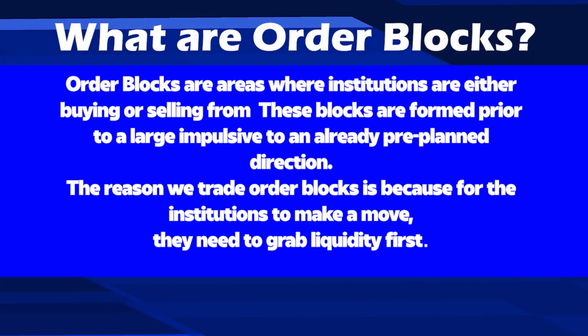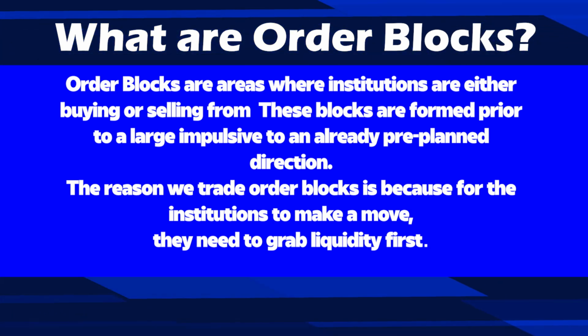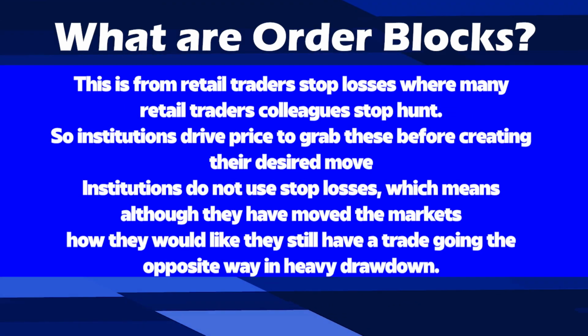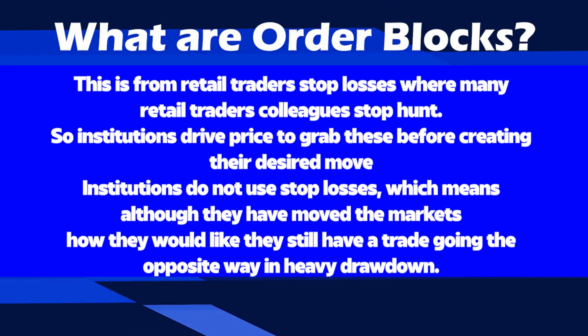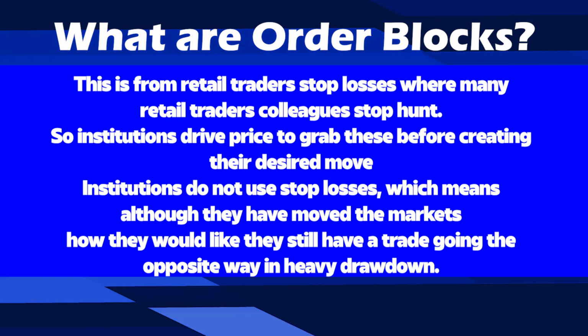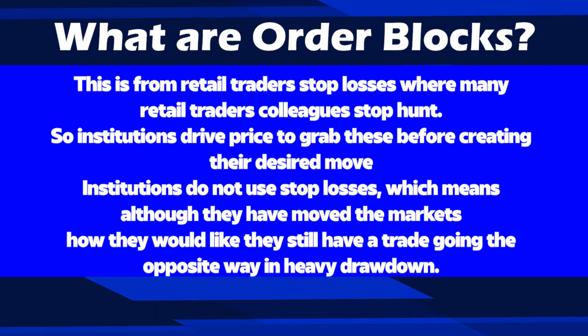The reason we trade order blocks is because for the institutions to make a move, they need to grab liquidity first. This is from retail traders' stop losses, which many call stop hunts. So institutions drive price to grab this before creating their desired move.